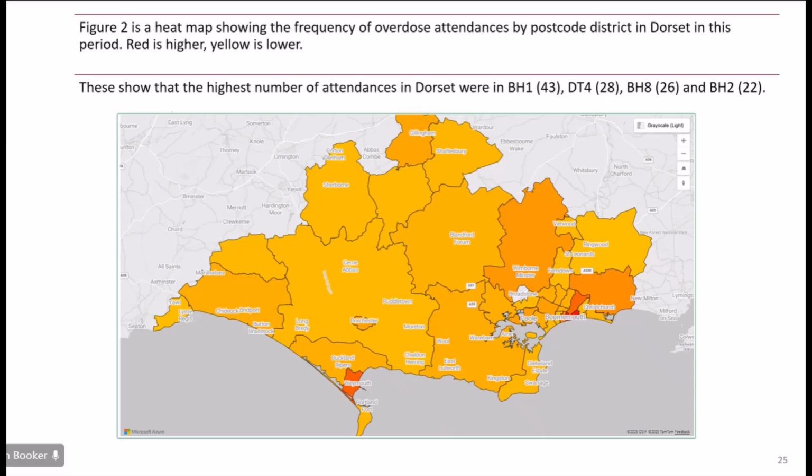Figure 2 is a heat map showing the frequency of overdose attendances by postcode district in Dorset in this period. Red is higher, yellow is lower. These show that the highest number of attendances in Dorset were BH1, DT4, BH8 and BH2.